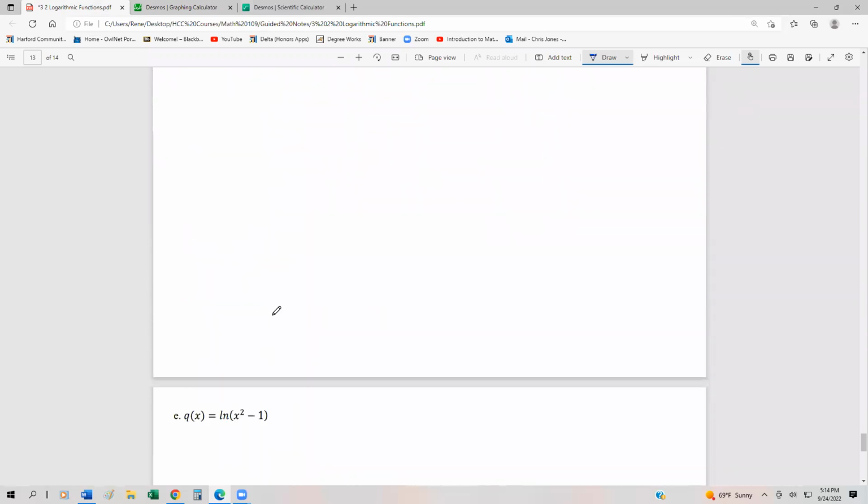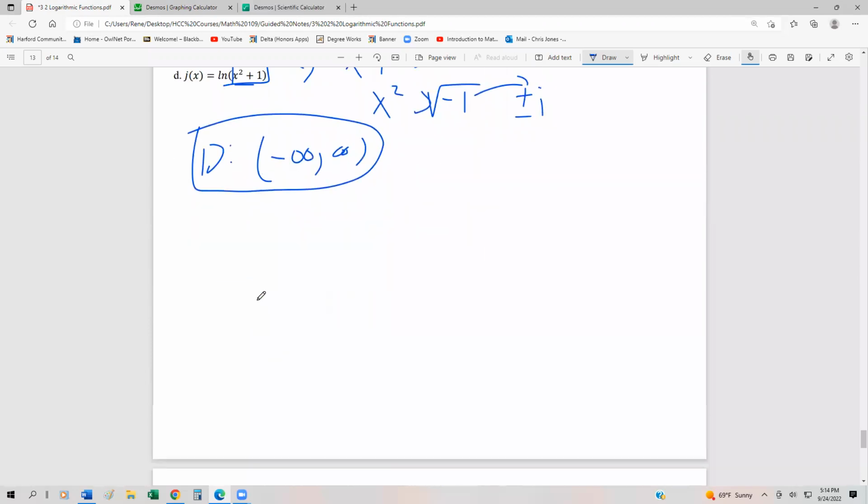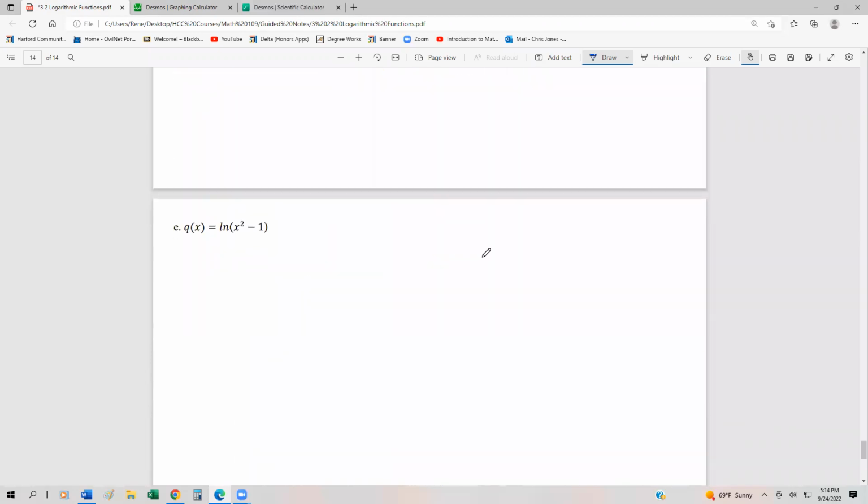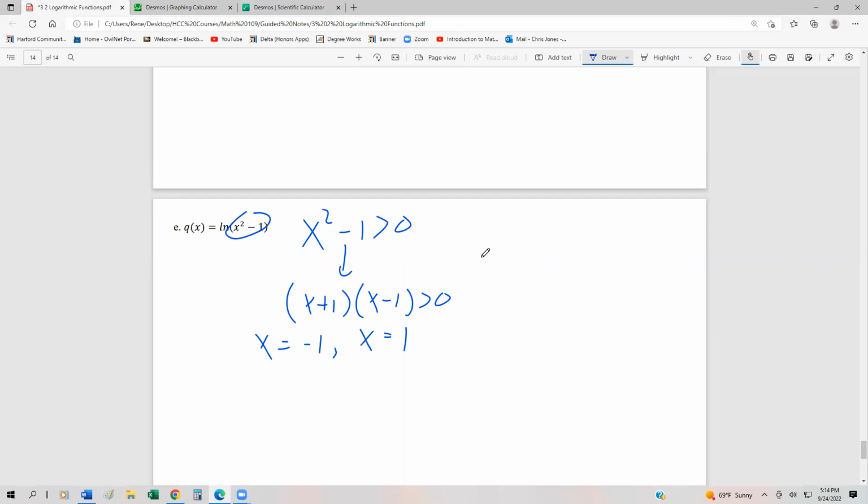This one looks almost identical to the previous, except that we have an x squared minus 1. All right, so what this tells us is that we have to set this greater than 0. And this is one where we have to use that critical value method that we saw in a previous section. So what we would do is we would factor this into x plus 1, x minus 1, and we get two critical values. Our critical values are -1 and +1. Okay, so that's our critical values.